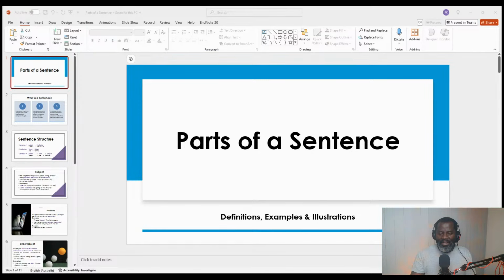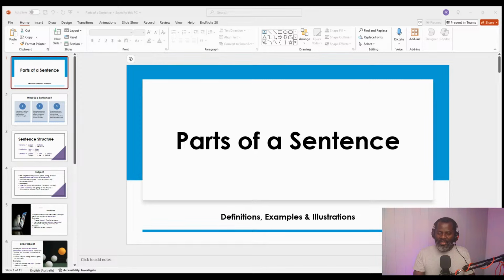In simple terms, a sentence is a group of words consisting of a subject and a verb, and it may include an object. Now, I think I've mentioned a lot of terms here: subject, verb, and complete thought.